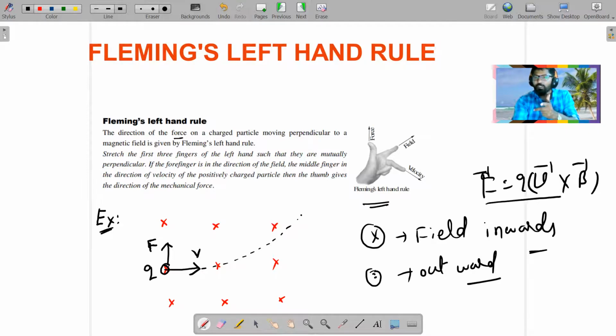According to the vector product, the direction of force will be perpendicular to both the velocity vector and the magnetic field vector, and also to the plane containing velocity and magnetic field. That is given by this. Is this clear, guys? Everyone?